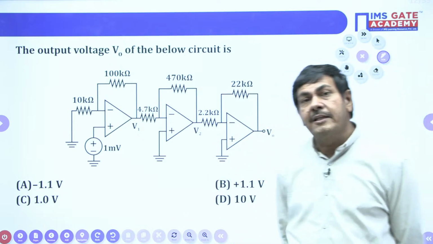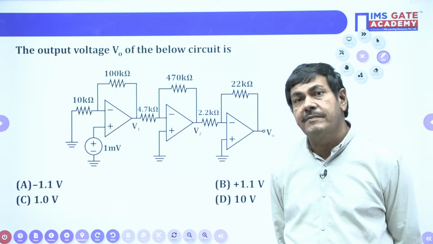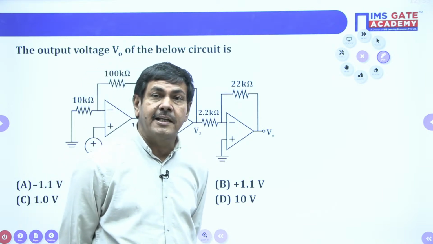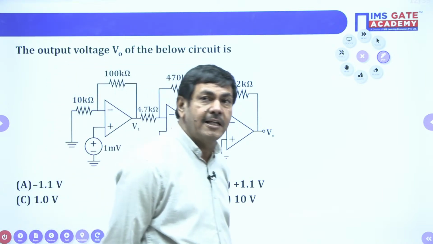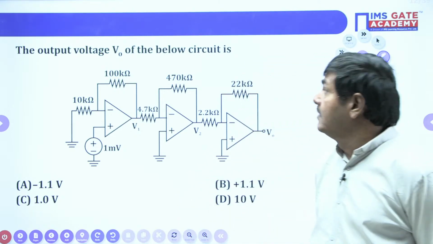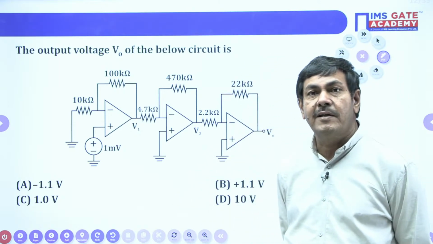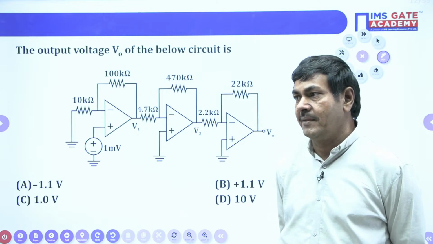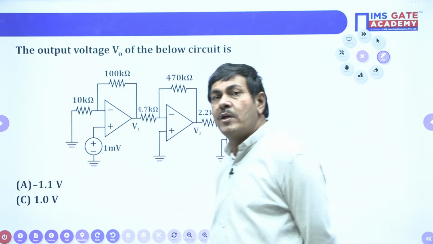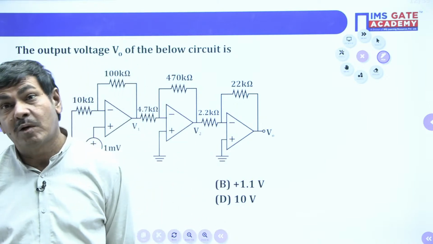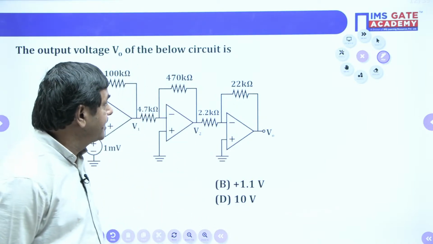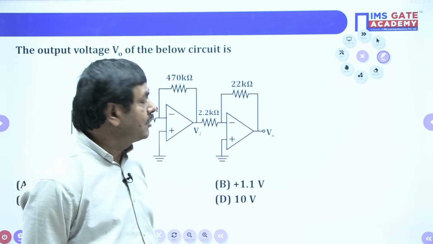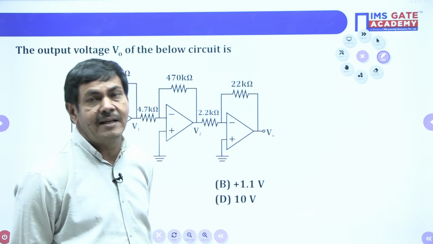If any differential gain is given in the problem, for example a differential gain of 20, 30, 1,000, or 10 power 5 or 10 power 6, you can say it is not an ideal op amp. Whenever the differential gain is given, we can say it is not an ideal op amp. Also, whenever the common mode rejection ratio is given along with the differential gain, we can say directly it is a non-ideal op amp only.